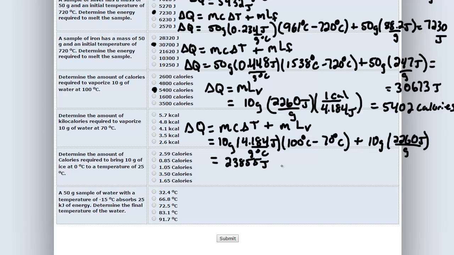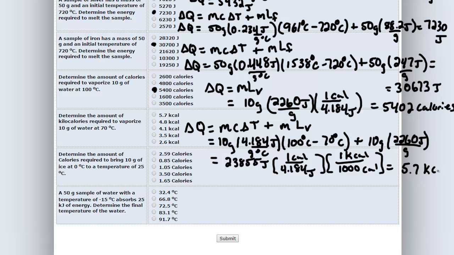joules. Now the question wants kilocalories. So there are 4.184 joules in a calorie, and there are 1,000 calories in 1 kilocalorie. So we have to divide that by 4.184, and then divide that by 1,000. And that gives us 5.7 kilocalories.